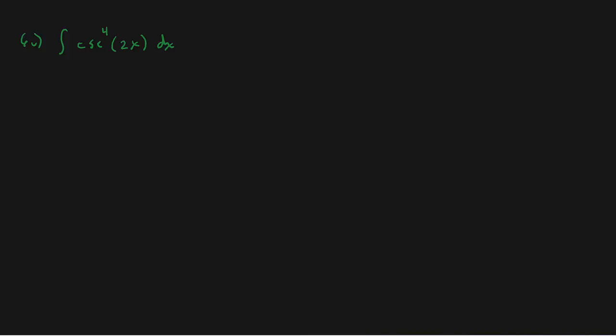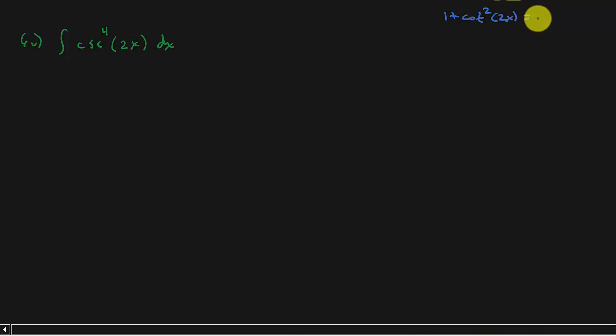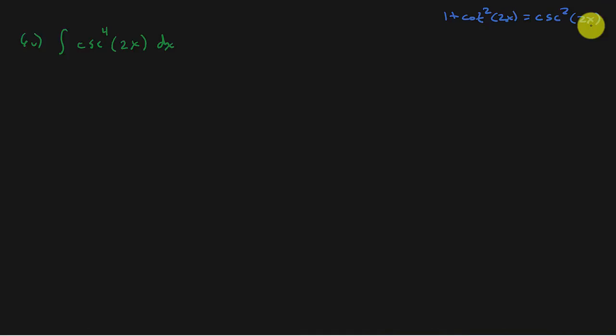Well, what do I know about cosecant? Well, I know the derivative of cosecant is negative cosecant cotangent. And I know the derivative of cotangent is negative cosecant squared. Okay? So maybe if I had this in terms of cosecant and cotangent, I could get something done. Well, do I know how to do that? Well, I do remember this identity from trig that says 1 plus cotangent squared 2x is equal to cosecant squared 2x, right? All right, so now what can I do there?